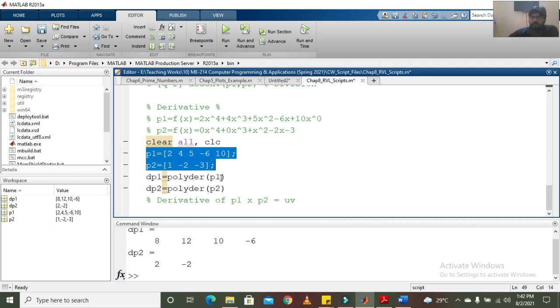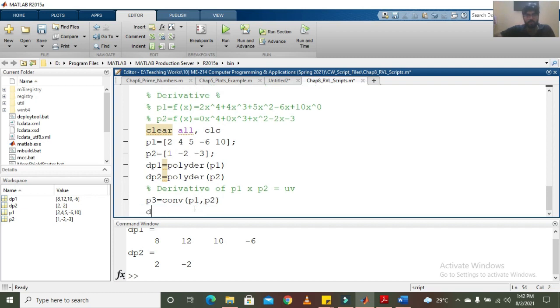And let's say P3 equals conv(P1, P2), and then the derivative of the resultant will be polyder of P3. This will be my resultant.